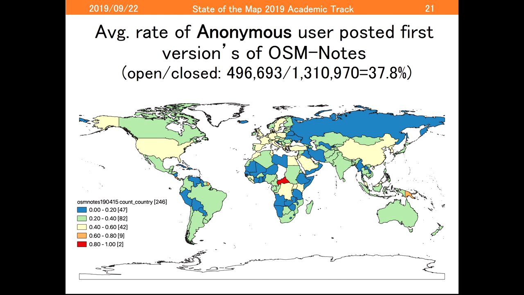And also, we calculated the average rate of anonymous users posting the first version of an OSM note by country level. So, for example, in the Middle East, Africa's area, and also maybe Papua New Guinea, there are many anonymous posts which are not clear, but maybe related to, for example, crisis mapping and humanitarian assistance mapping projects. So maybe we need a deeper analysis of anonymous users' attitude to OSM via OSM notes.